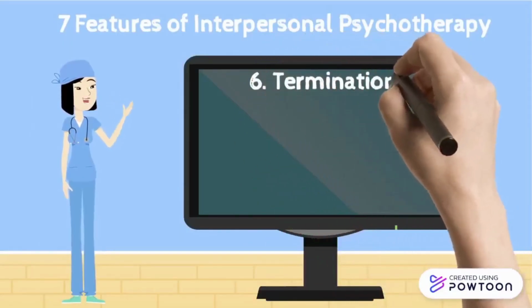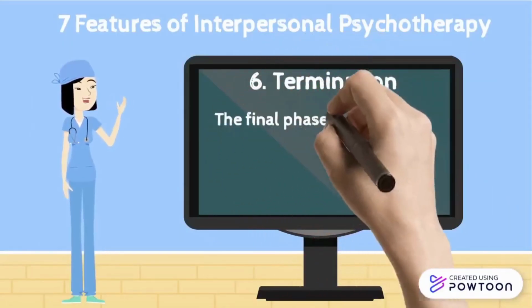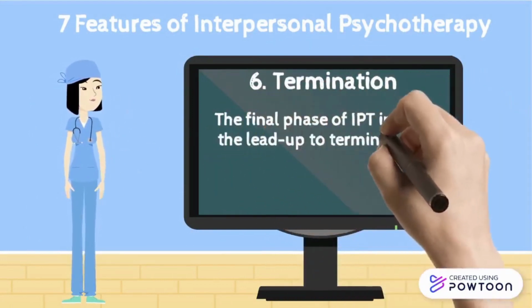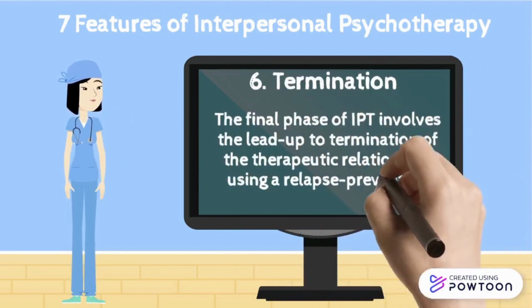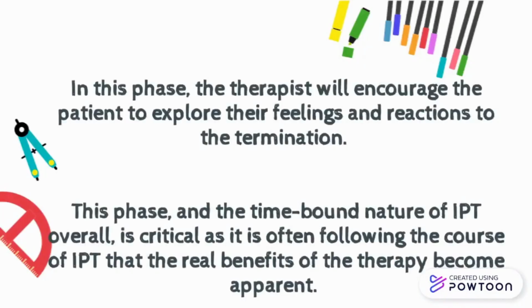The sixth key feature is termination. The final phase of IPT involves the lead-up to termination of the therapeutic relationship using a relapse prevention framework. In this phase, the therapist will encourage the patient to explore their feelings and reactions to the termination. This phase in the time-bound nature of IPT overall is critical as it is often following the course of IPT that the real benefits of the therapy become apparent.